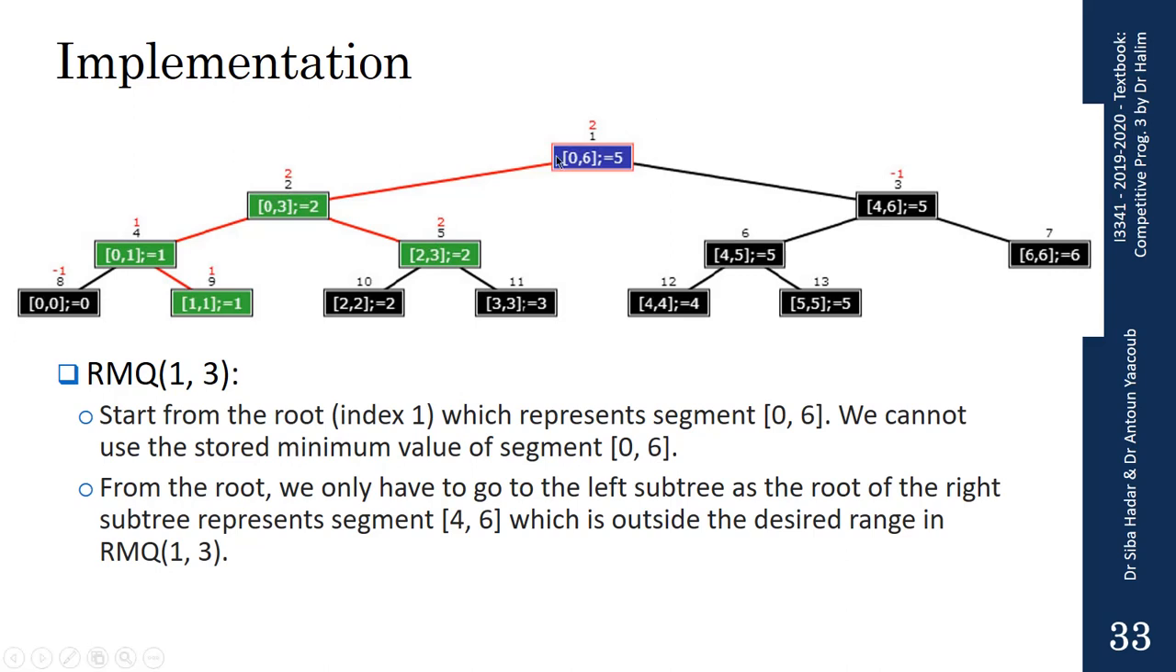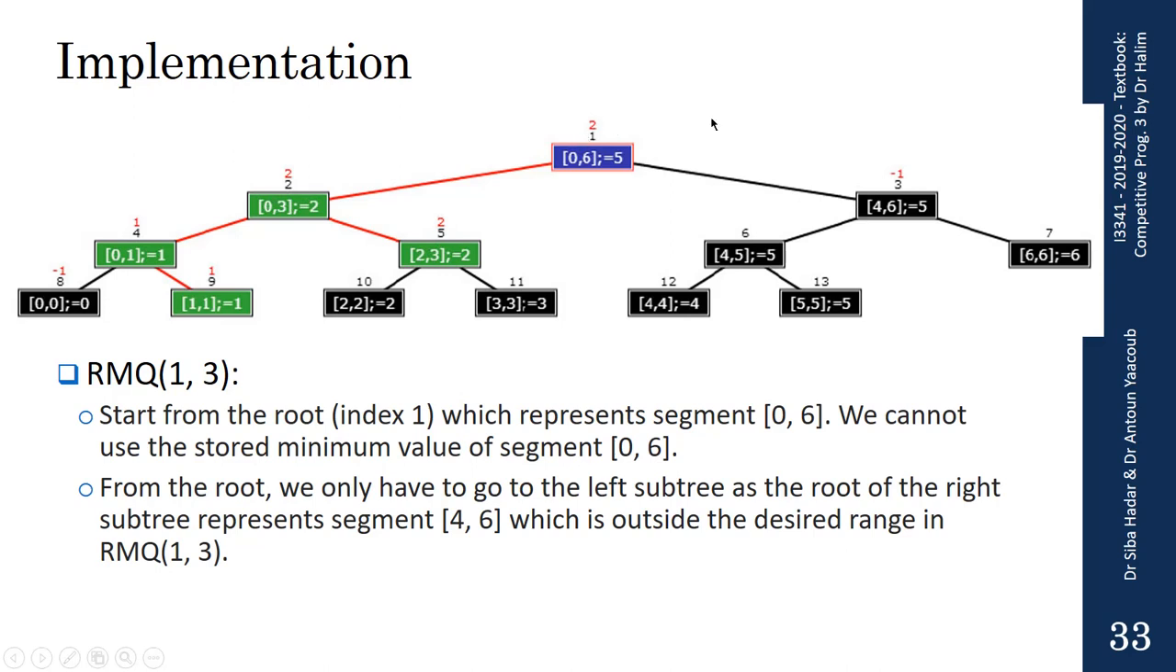So we have the tree here, and we have the indices, and I want to find the range minimum query between 1 and 3. When I'm looking at the tree, at first we have 0, 6. Obviously 1, 3 is not 0, 6, so it's not equal. So I should look left and right. I need to check in the code.